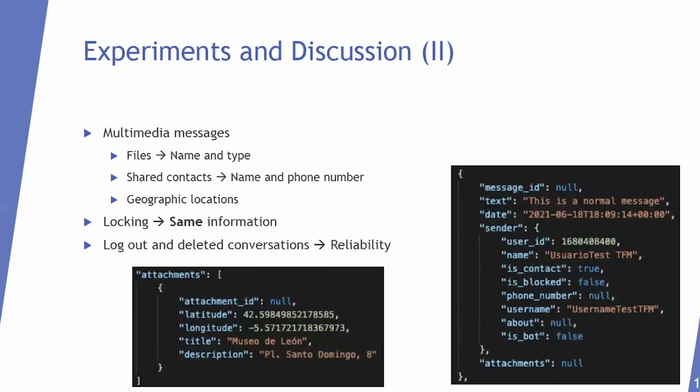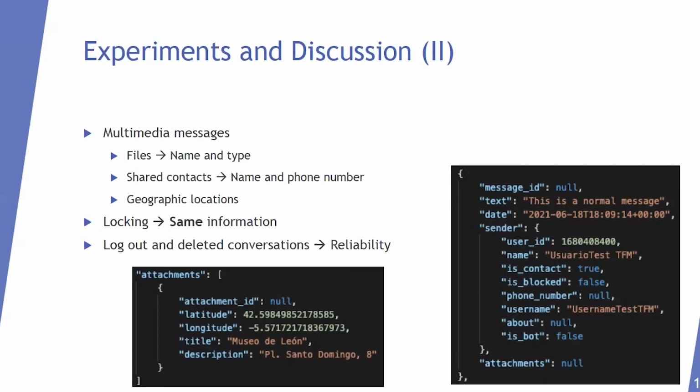On the right side of this slide, we can see a message retrieved. For each of them, we can get their text, the date when they were sent, and the sender. And in this case, the attachments field appears as empty because this is not a multimedia message. In the case of multimedia messages, for the transmitted files, we can get their name and their type. For the shared contacts, we can retrieve their name and their phone number.